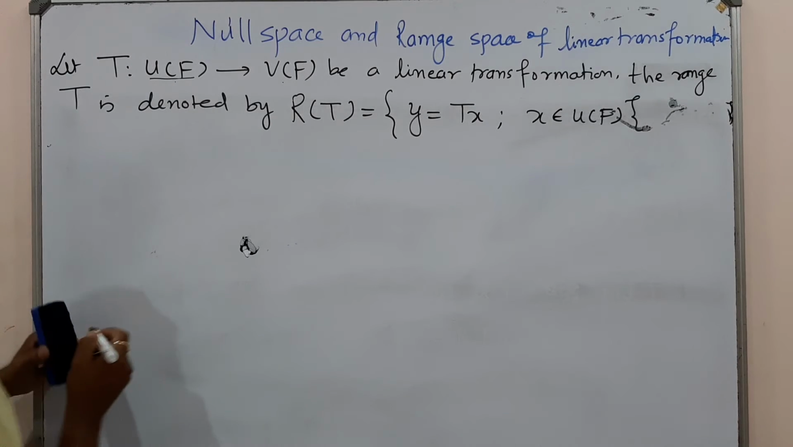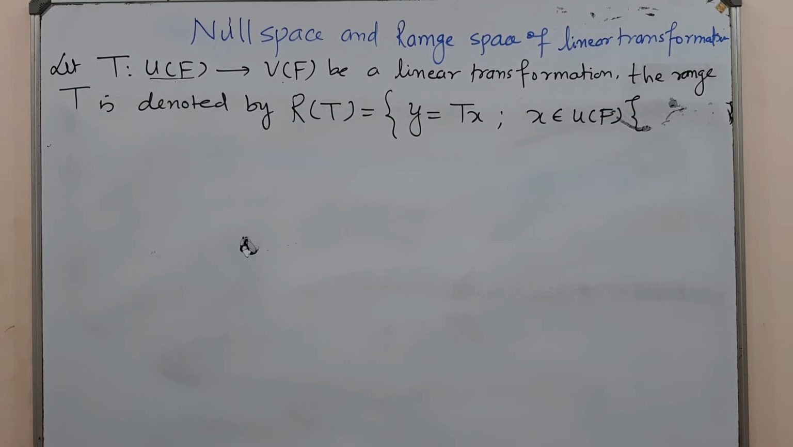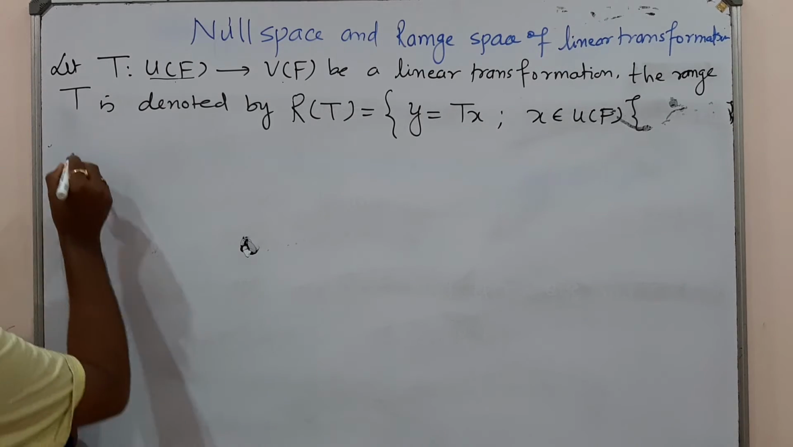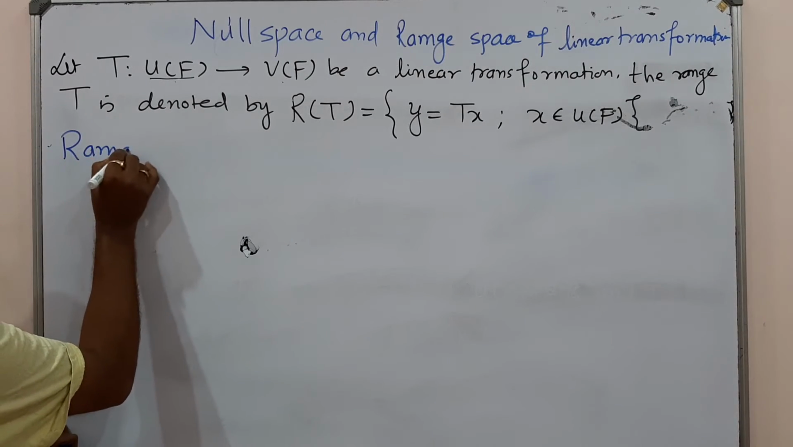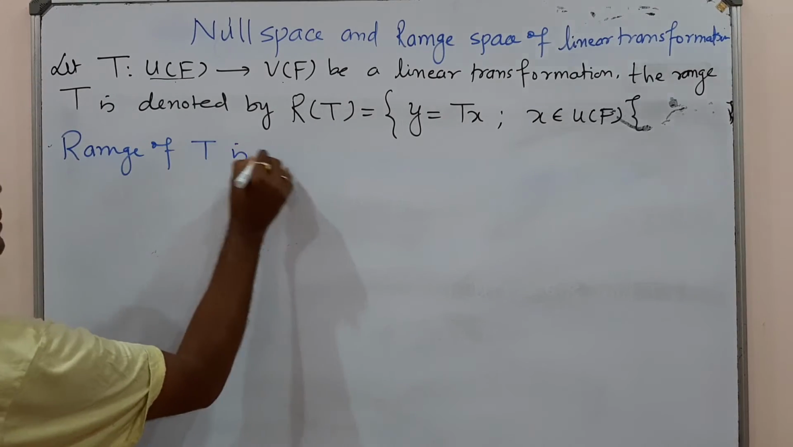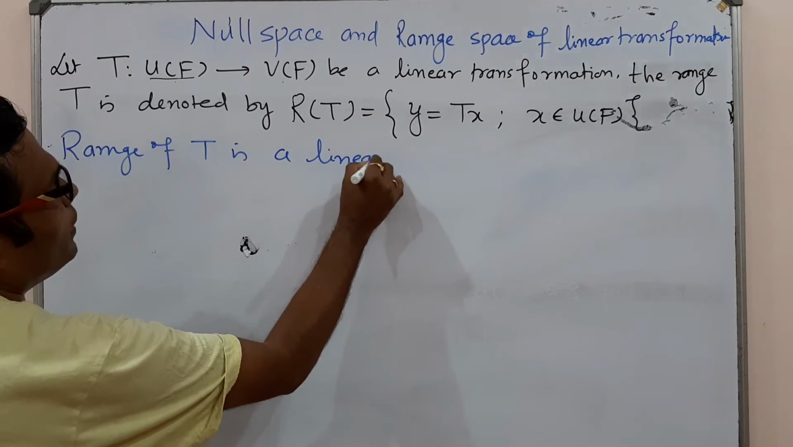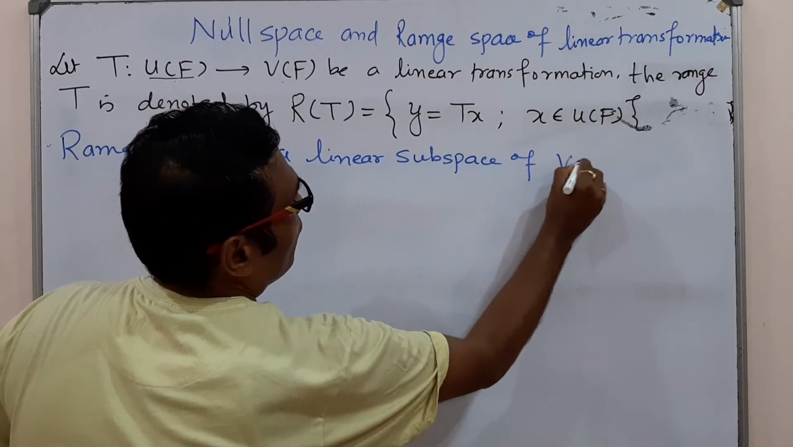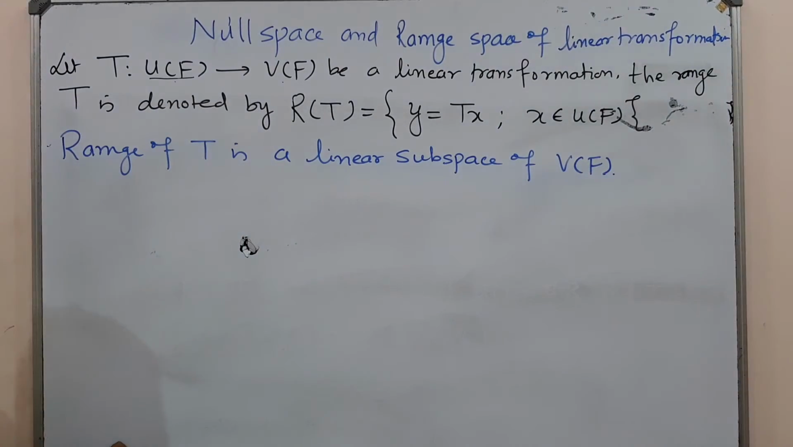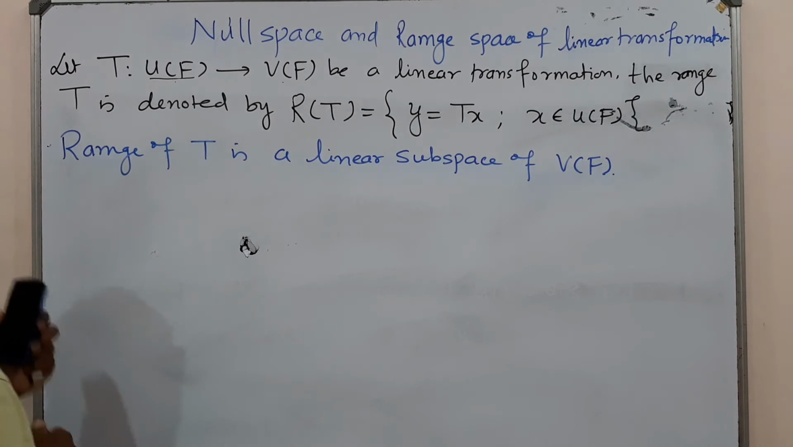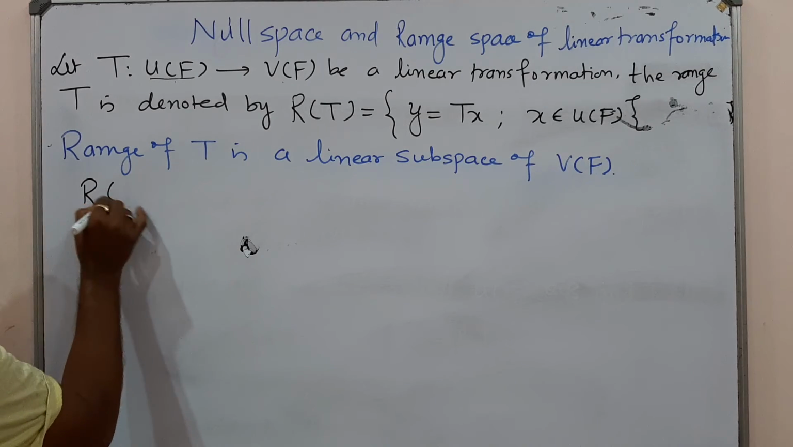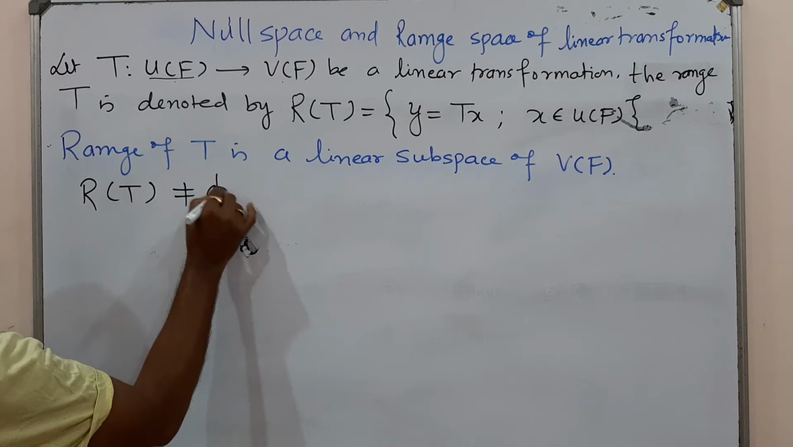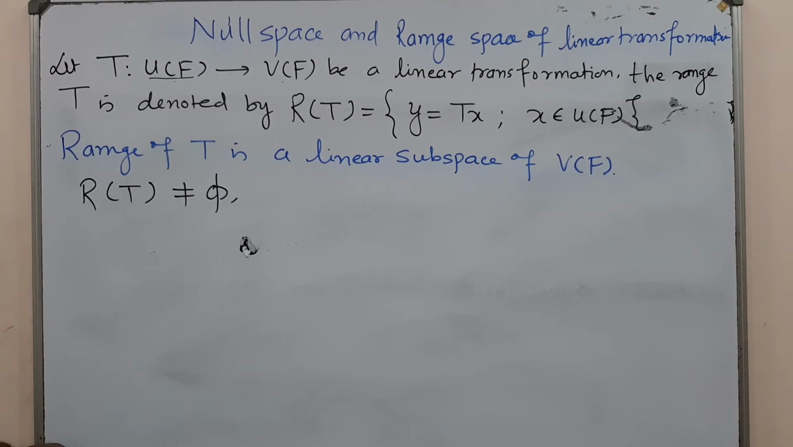Okay. Now the theorem related to this: the range of T is a linear subspace of VF. It is a linear subspace of VF here. Now the proof of this result. First we prove that our range of T is not equal to phi.